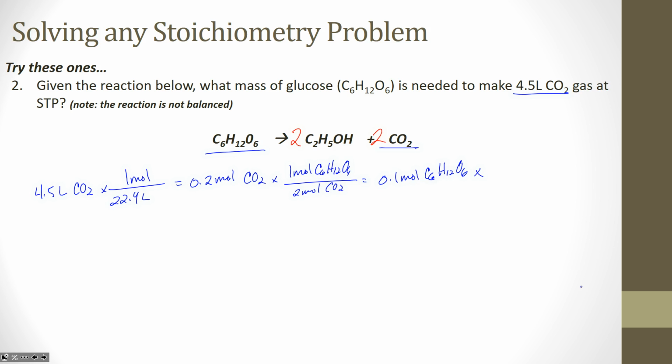And now we're going to multiply by the molar mass to get the grams. So grams per 1 mole. And it's 180.12 grams. So I got 18.01 grams of sugar. There you go.